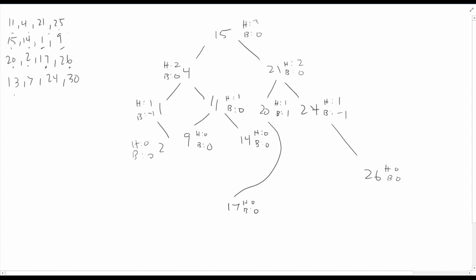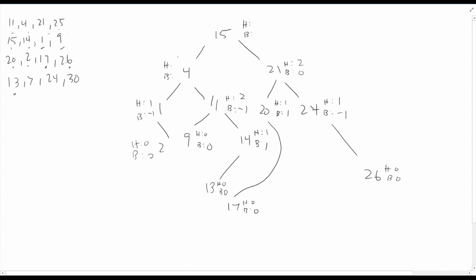Okay, continuing on, my 13. Looks like less than, greater than, less than, 13. Right, recursing back up. Height here looks like it's 1. Balance factor is 0 minus a minus 1 is 1. Okay, next level up, height 2. Balance factor is going to be 0 minus 1, minus 1.